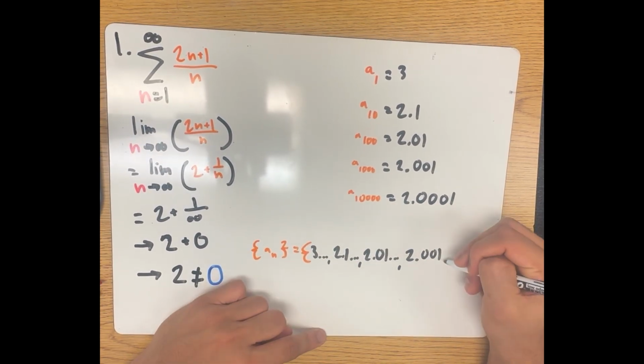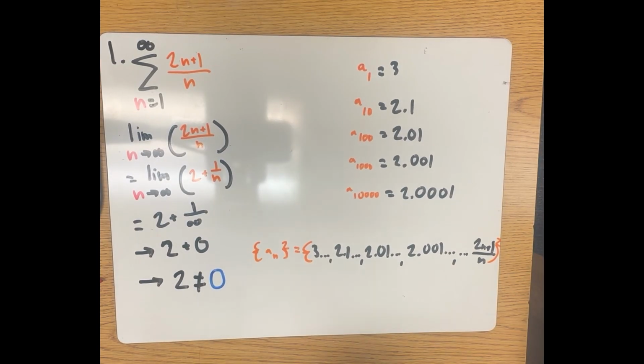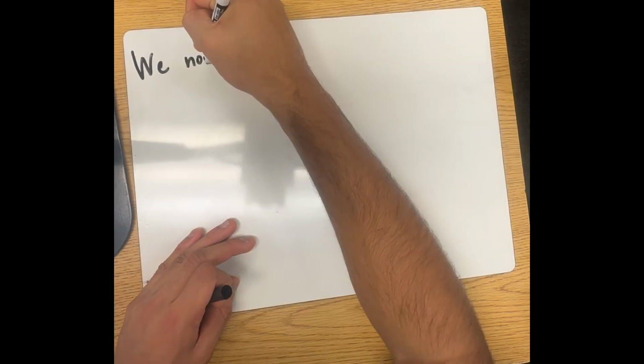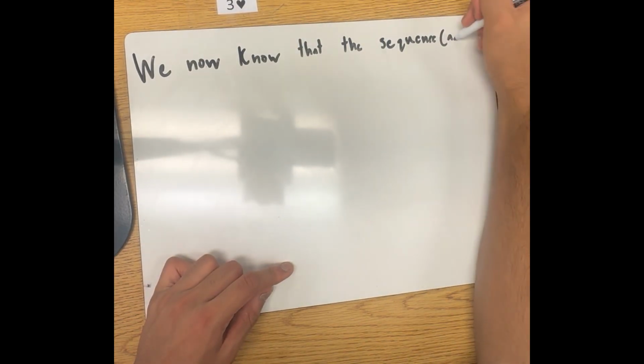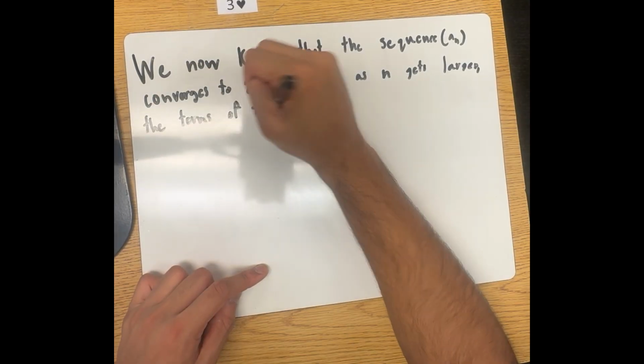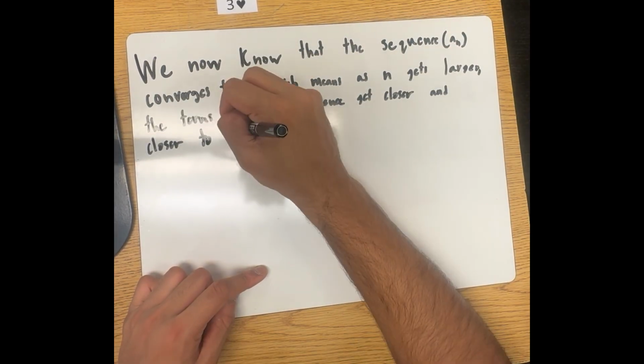Looking at the individual terms of the sequence, this makes sense. As n gets greater and greater, we approach the value 2. We now know that the sequence a sub n converges to 2, which means as n gets larger, the terms of the sequence get closer and closer to 2.